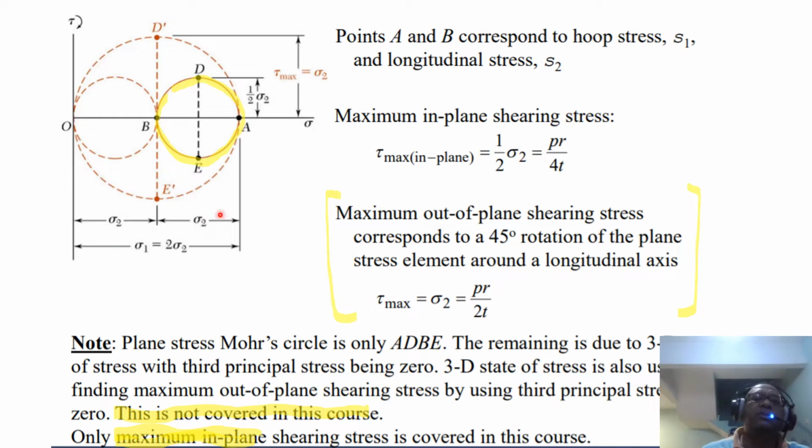Just so that you are aware, there is a 3D stress state that we need to consider, but in second year we only limit ourselves to the in-plane shearing stress and not the out-of-plane shearing stress as shown in here. So only the maximum in-plane shearing stress, which is this point, tau max is equal to half of sigma 2. This is PR over 4T. Yeah, this is the tau max that we cover in this course, tau max in plane. Okay, so that's for cylindrical. Let's move on to the next one.